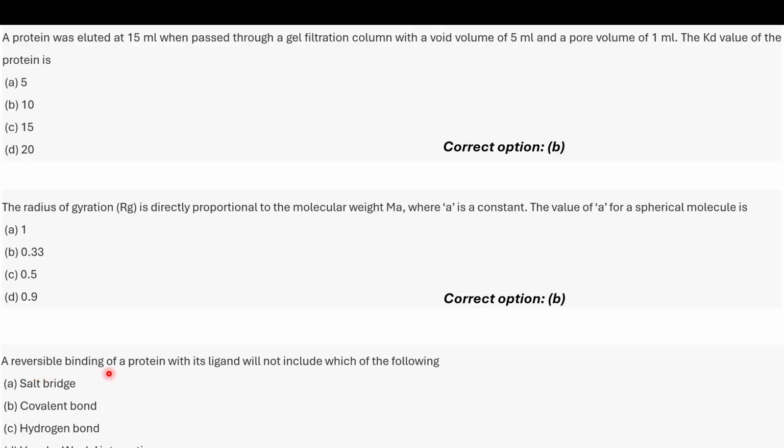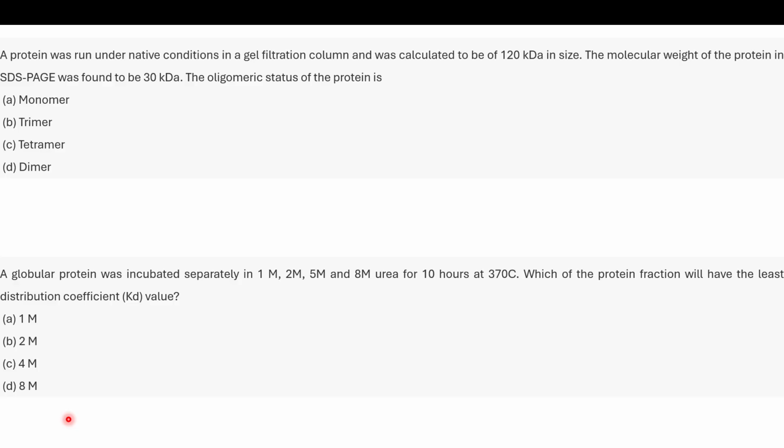Now, when we talk about the reversible binding of a protein with its ligand, which of the following will not be included when it is a reversible binding? The answer: with thiol binding, an activated thiol gel and a protein containing an SH group form a covalent bond during purification. But that is irreversible. Other than that, salt bridges, hydrogen bonds, van der Waals interactions, all these kinds of interactions are reversible. So the correct option will be option D, covalent bond.